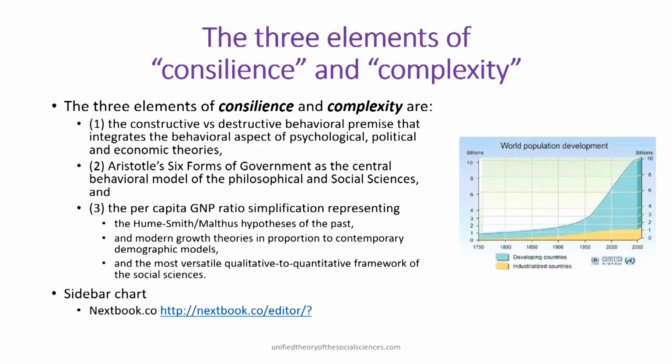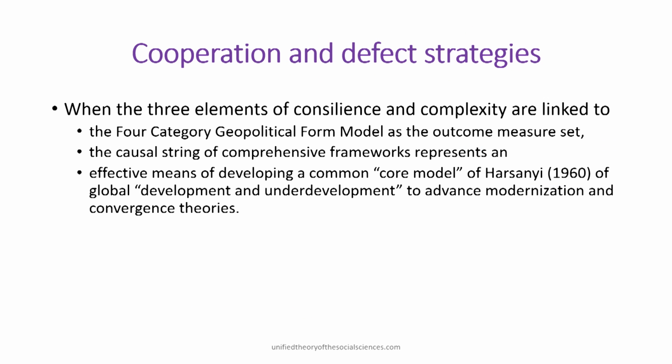The three elements of consilience and complexity are the constructive versus destructive behavioral dynamic premise that integrates the behavioral aspect of psychological, political, and economic theories, Aristotle's six forms of government as the central behavioral model of the philosophical and social sciences, and the per capita GDP ratio simplification representing the Hume-Smith over Malthus hypothesis of the past, and modern growth theories in proportion to contemporary demographic models. And the per capita GDP ratio is the most versatile qualitative to quantitative framework in the social sciences.